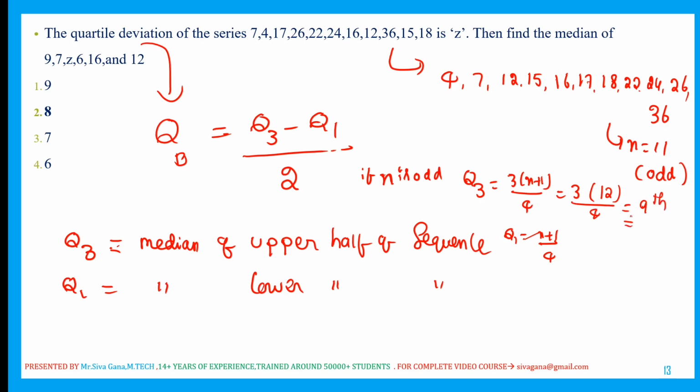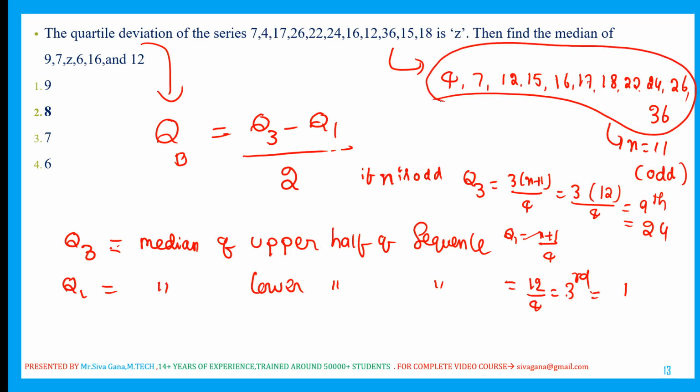What is the 9th term in this sequence? 24. Now Q1 is (n plus 1) by 4. n is 11 plus 1, 12 by 4 is 3. The third term in this ascending order sequence is 12. Now substitute over here.